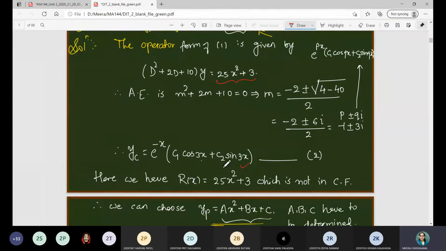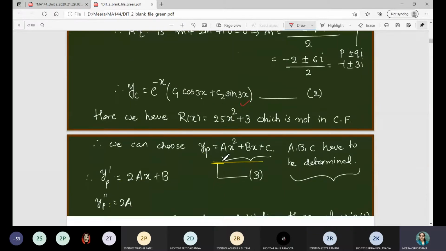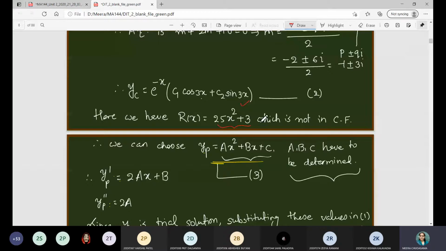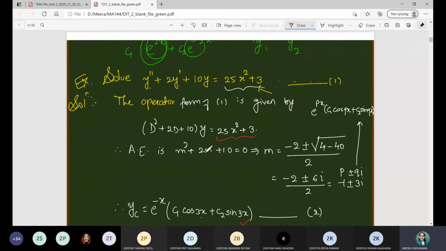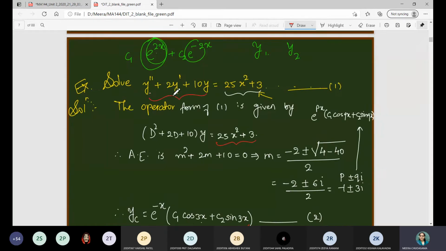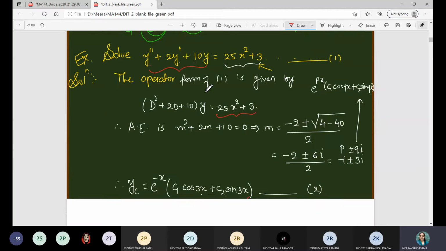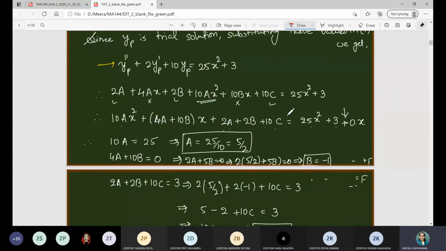But if it is not involved, you can directly consider its choice. For example, this is a second order polynomial that is given. In that case, you have to consider ax square plus bx plus c as the choice of yp. Then you have to substitute all derivatives in the left hand side, that is yp double dash plus 2 yp dash plus 10 yp. By comparing the left hand side and right hand side coefficients of powers of x, you are able to determine the constant quantities, that is a, b and c involved over here.